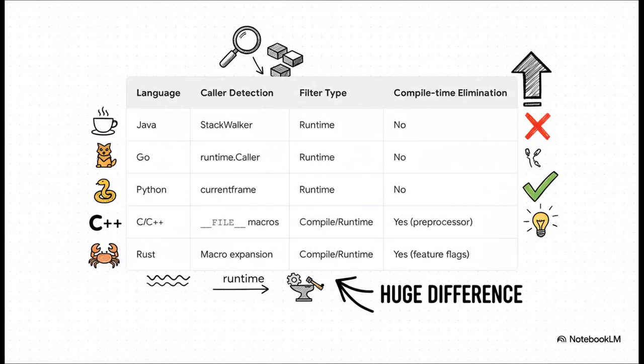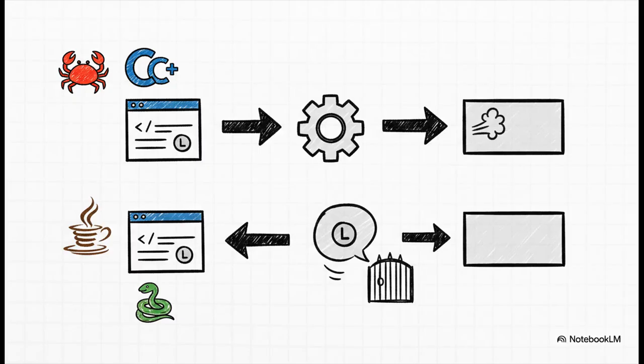Take a look at this table. You can see it all laid out. That caller detection column, that's the runtime versus compile time split we were just talking about. But the really important column, the game changer, is the one on the far right, compile time elimination. And notice the huge difference. For languages like Java, Go, and Python, the answer is a flat no. But for C++ and Rust, it's a yes. And this is the ultimate payoff of that design choice.